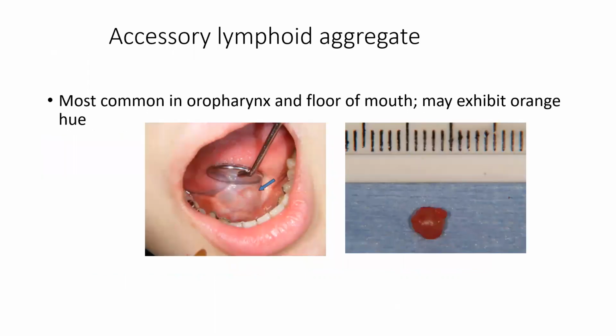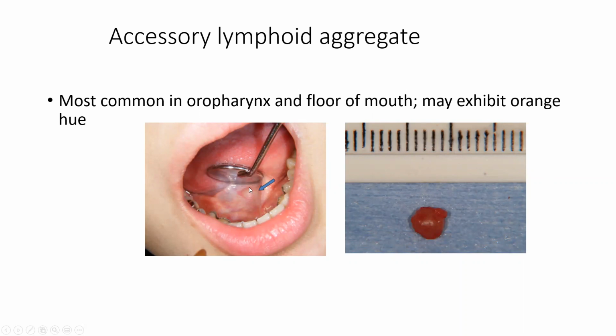Next is accessory lymphoid aggregate. These can occur anywhere inside the oral cavity, wherever there is a chance of lymphoid tissue aggregate. As you see, this lesion can mimic a mucocele. It can mimic a lipoma, depending on the color. Mucocele is usually blue, light blue, pale blue in color. Lipoma is yellowish in color.